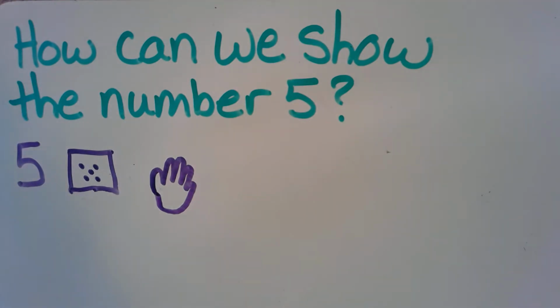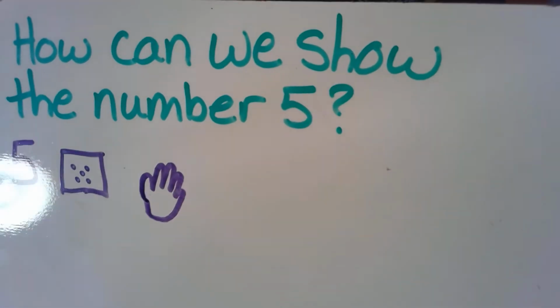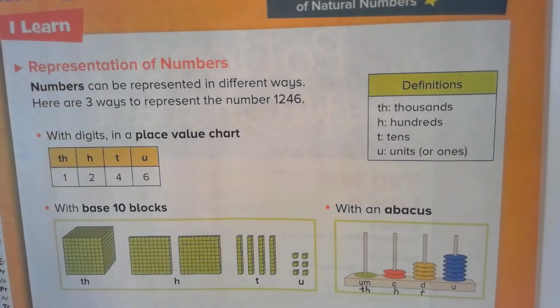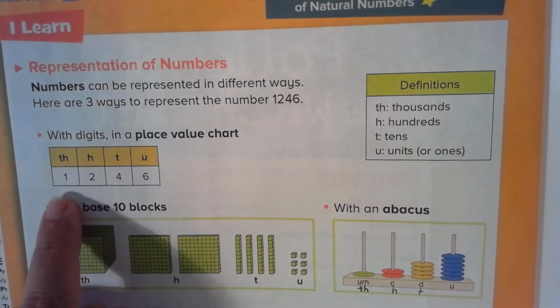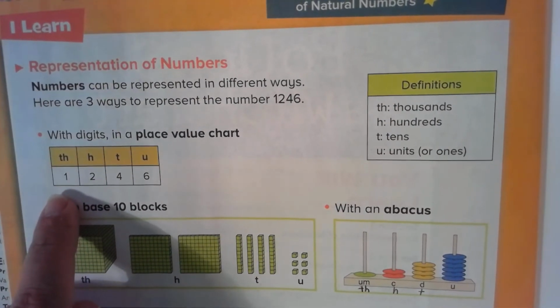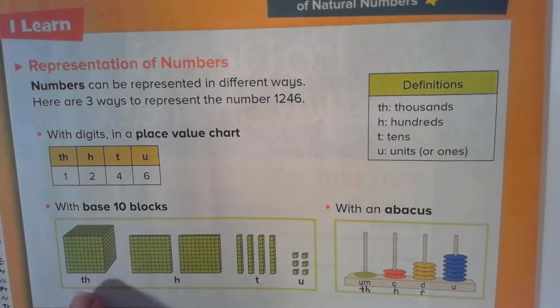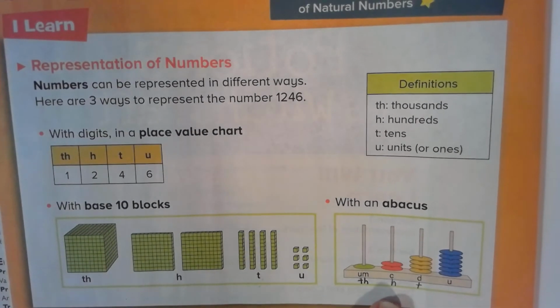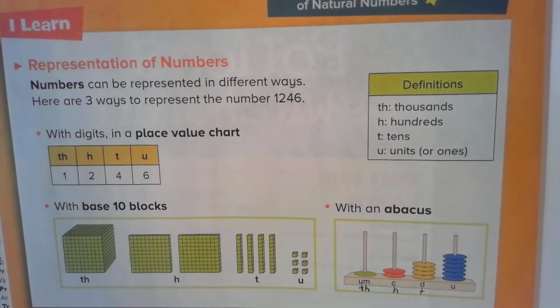Well, today we're going to talk about 3 other ways to show numbers. You can use digits in a place value chart. You can use base 10 blocks, or you could even use an abacus. Let's try some practice.